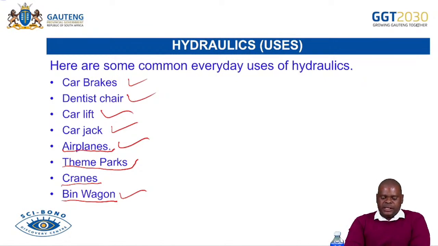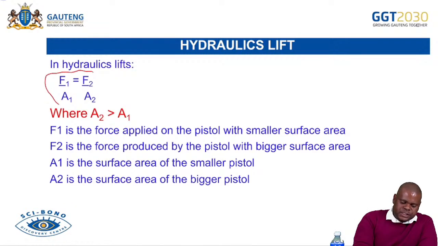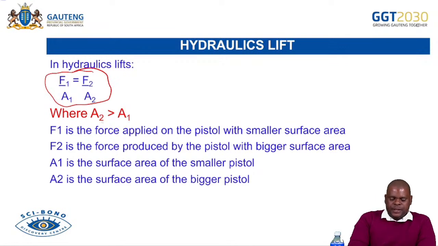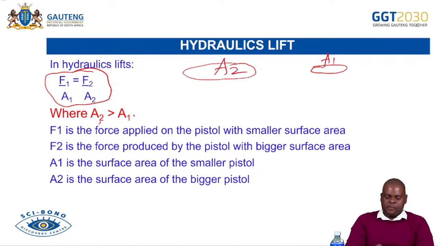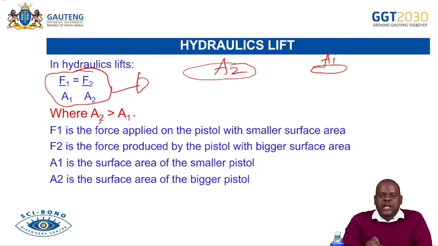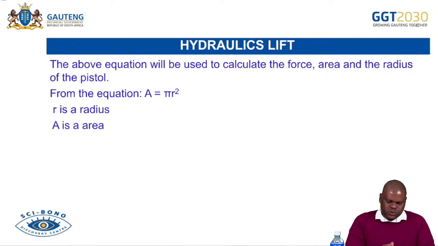Then we're saying in hydraulic lift, the formula that we use is this one here. The area 2 is bigger than area 1. The area that we're looking at here is the area of the piston. Are we together? This is the smaller area, and the bigger area. That means this is A1, and this will be A2, the area of the bigger piston. Are we together? This is the formula that we're going to use when we're using hydraulic lift to calculate how much this hydraulic can carry. How much force will it be able to produce?